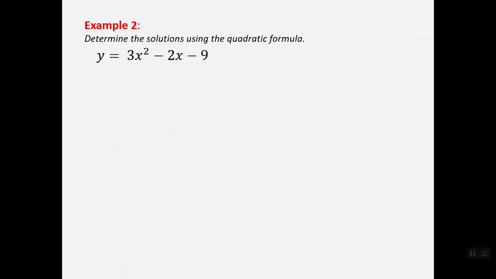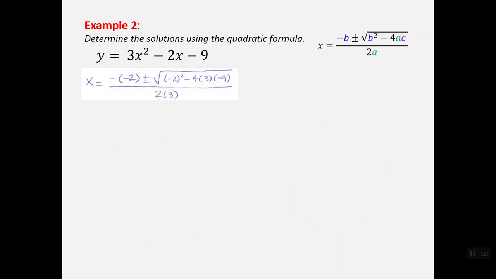All right, let's try example 2. There's our formula. We're going to rewrite, taking it one piece at a time. So I'm going to write x equals, big fraction bar, and then I'm going to write the opposite and parentheses, and I'm going to put my value of b in there. So the opposite of negative 2. Then we're going to write plus or minus.